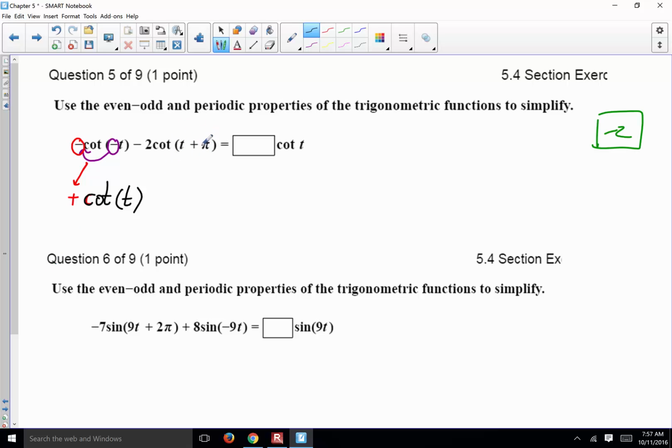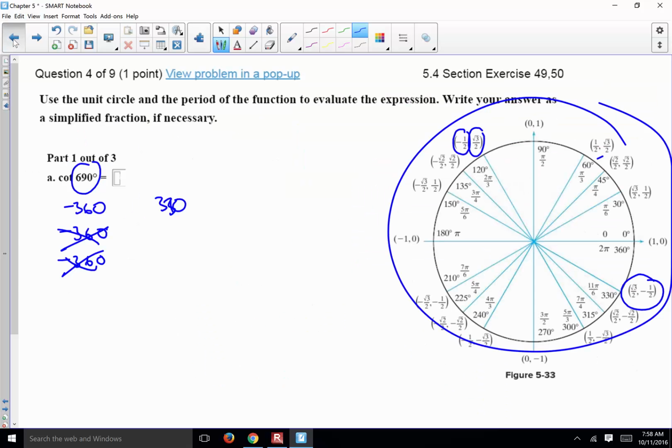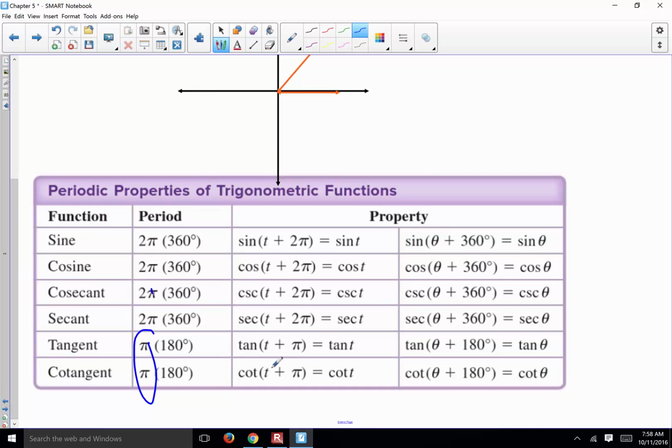Alright, how about this one? How do I get rid of this and make only t? Because in the result I need to have only t. I need to get rid of pi. What do I know about cotangent? And what happens if I add pi to its angles? They are the same, yes. Cotangent t plus pi and cotangent just t, no pi, the same. How do I know that? From the periodicity table. It says if you add multiples of pi to cotangent, it's still cotangent t. Okay?